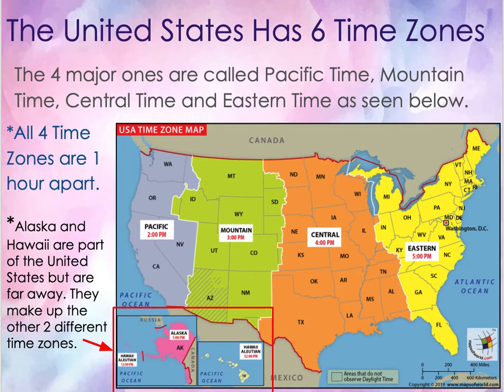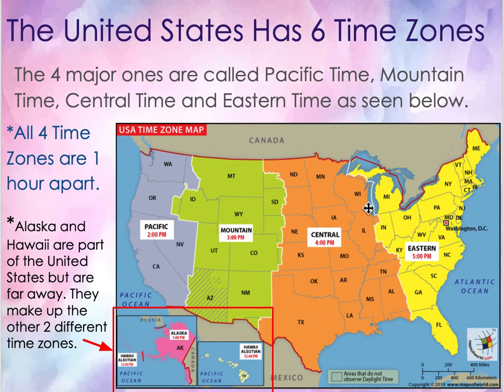Now, there are 6 different time zones in the United States. The 4 major ones right here are Pacific time, Mountain time, Central time, and Eastern time. You have definitely heard those, especially when you're watching TV. And then you have Hawaiian and Alaskan time. These two are in different time zones because they are not near the main country, and you know these two are part of the United States. They're part of the 50 states, okay?